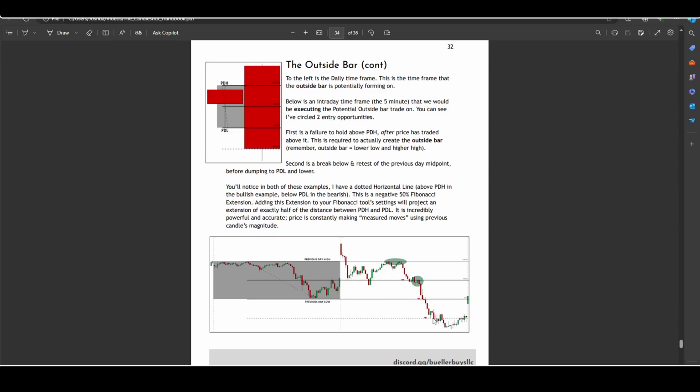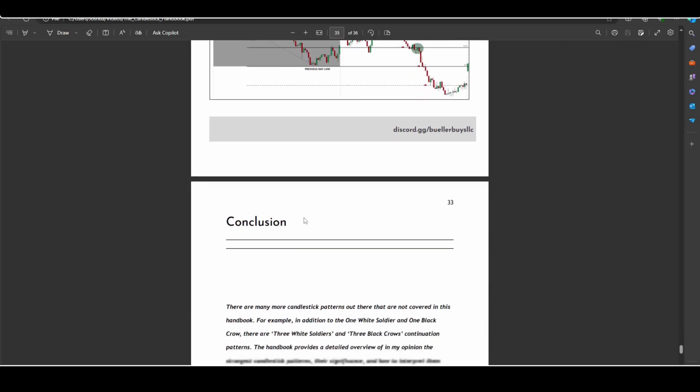So if you ever are trading outside of that range, you do have targets even if you don't have levels there. And you guys have seen us go over this a lot in the streams. It is incredibly powerful and accurate. Price is constantly making measured moves using previous candles' magnitude. I love this. I love how he wrote that.